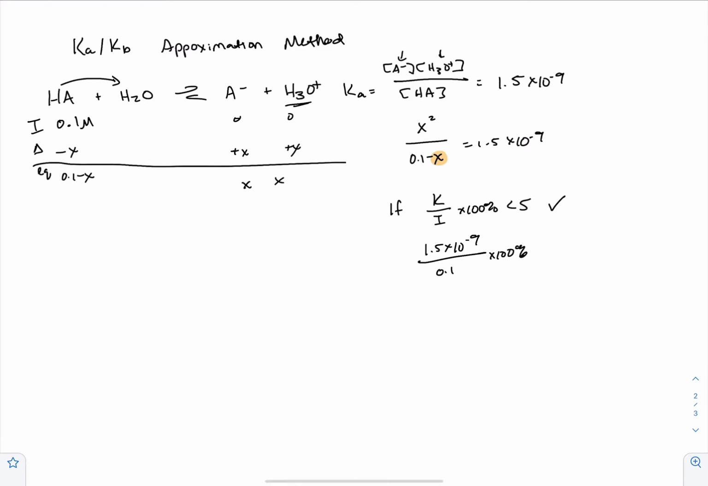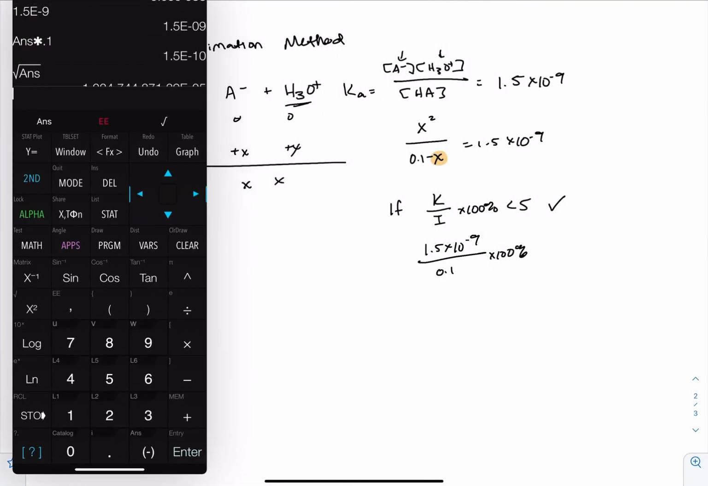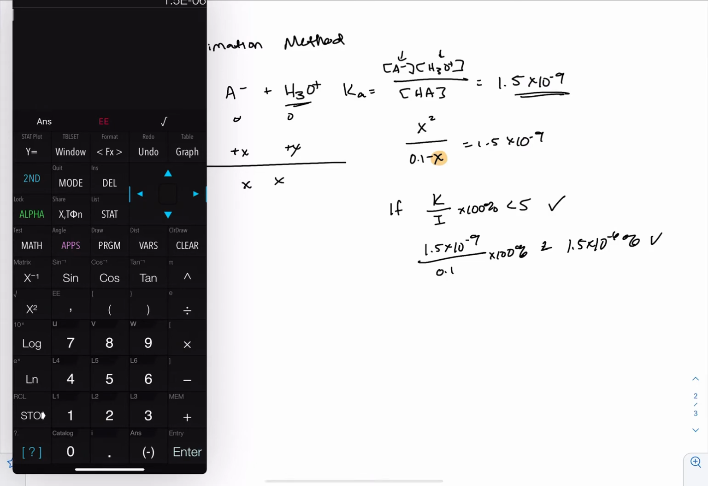I don't know if you can already see it, but I'll throw it in the calculator. 1.5e to the minus 9th divided by 0.1 times 100 gives us definitely way less than 5%, right? 1.5 times 10 to the minus 6%. So the assumption method should definitely work. And as a little note, the smaller the Ka, the more likely that this is going to be able to work.